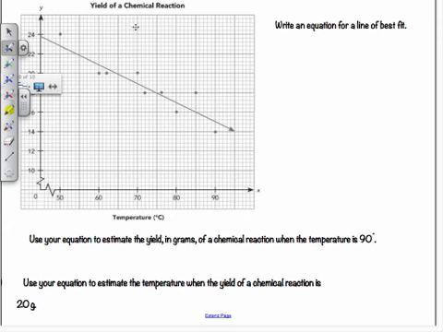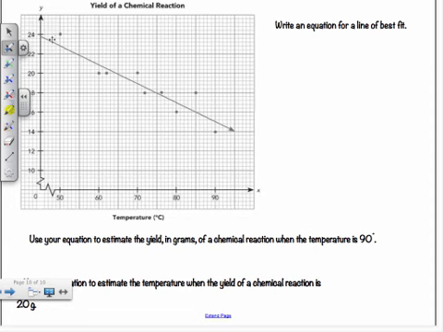All right, now the whole point of a scatter plot is to have a line that best describes the data so that we can use it to help us predict what a certain outcome would be based on the data that we have here. So in this example, we have yield of a chemical reaction. So it's obvious that as the temperature is increasing, the yield in grams is going to decrease. So as the independent variable increases, the dependent variable decreases.